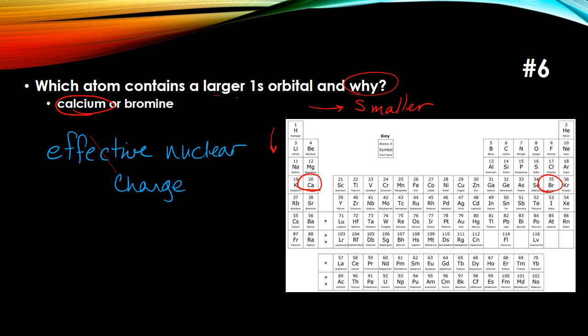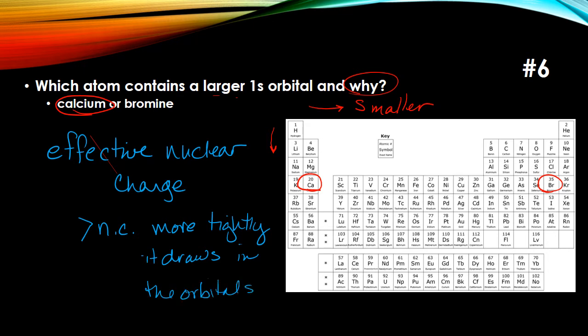See, and I'm not going to write all this down, but in general, the idea is the greater the nuclear charge, the more tightly it draws in the orbitals. So calcium has a lower effective nuclear charge than bromine. Bromine has a greater nuclear charge. So bromine is more able to draw all those orbitals in more tightly because it has a greater nuclear charge. Calcium's nuclear charge isn't as big, and so calcium is bigger. It's like it's all puffed out. There's nothing really holding it tightly together.